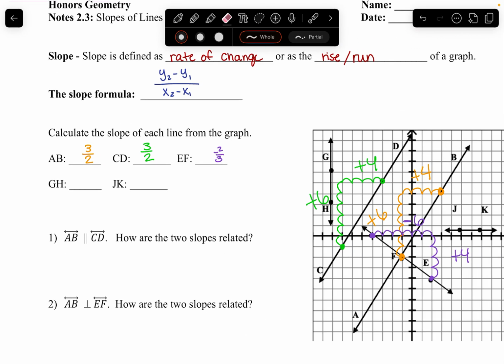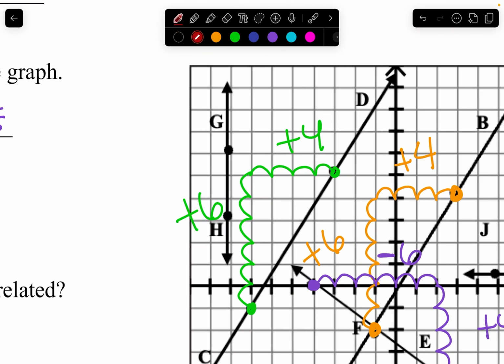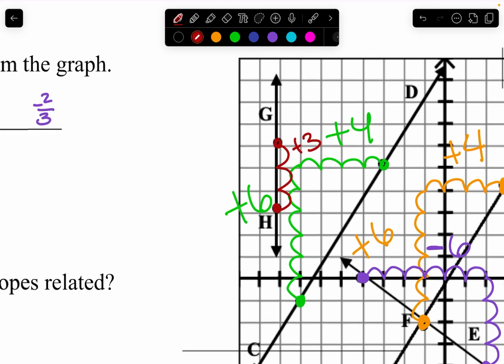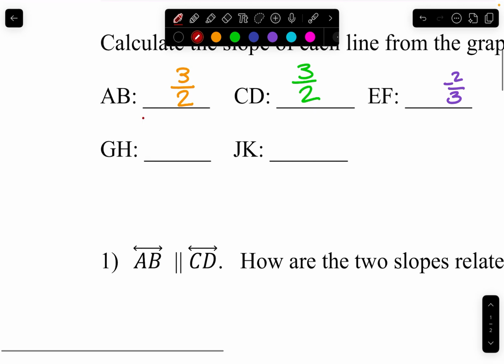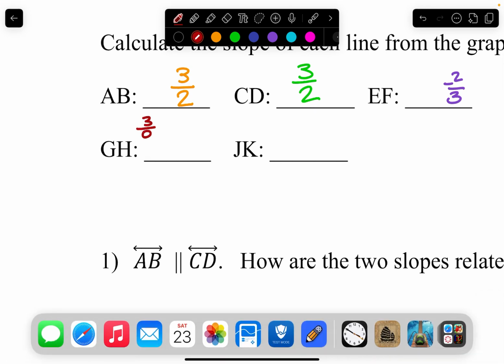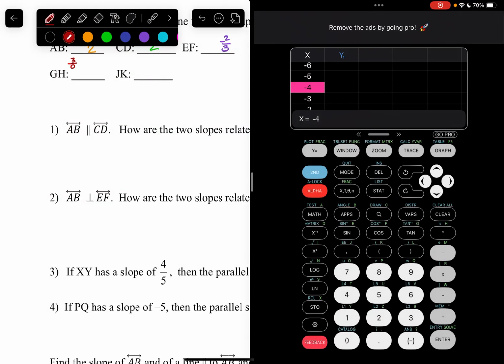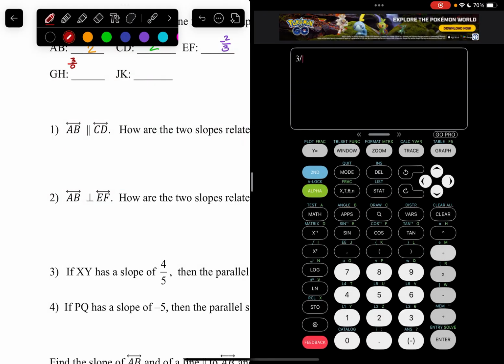All right, let's look at GH, one of my favorites. All right, G and H. I'm going to rise 1, 2, 3, and I don't have to run. So what ends up happening is if you have a 3 over 0, if you were to plug that into your calculator, it's going to give you this. Let's look at it, shall we? 3 over 0. It says overflow error, okay?